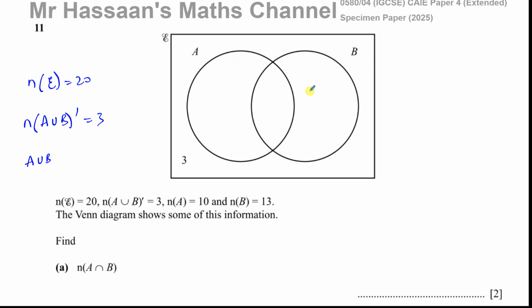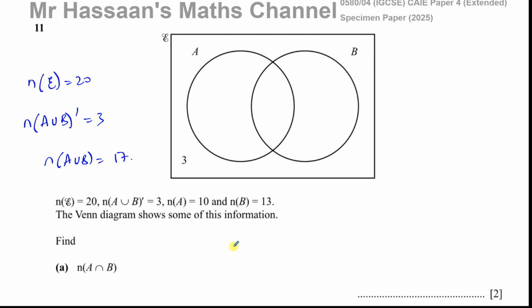That implies that the number of elements inside A union B is going to be 17, because there's 3 outside, so there must be 17 inside altogether. We don't know where they are. We know in A there are 10, and in B there are 13. Some of the ones in A might be in B, so I can't say there's 23 altogether in there, but we can find it quite easily now.